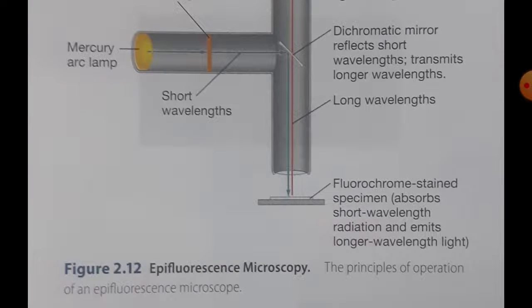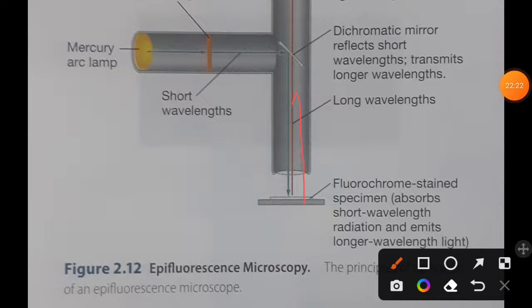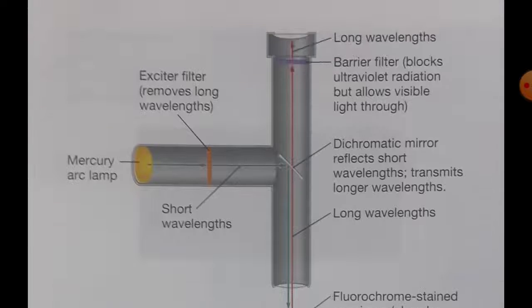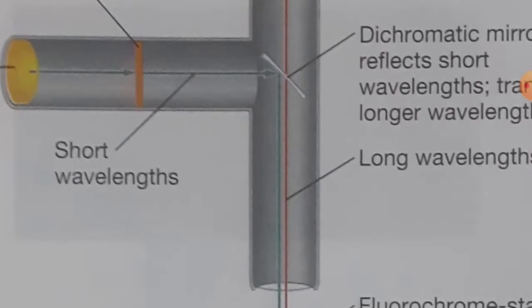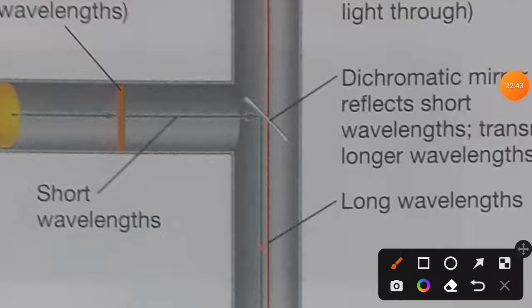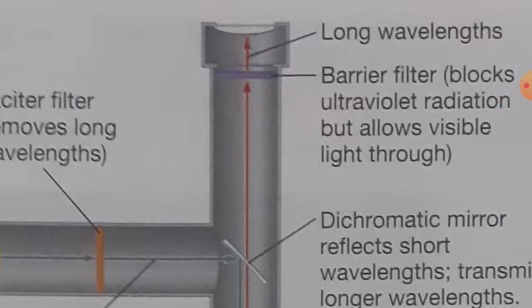Now the longer wavelength emitted light will go upward in the microscope, and during that time it will first face the objective lens. Here the objective lens will allow the light to pass through. Now this higher wavelength light will face the dichromatic mirror. Is the dichromatic mirror going to reflect it? No, because I have told you it will only reflect the shorter wavelength light. So the dichromatic mirror also allows the light to be transmitted.